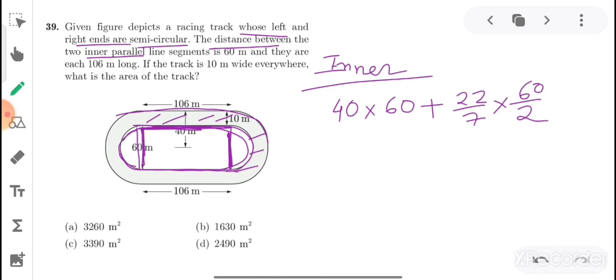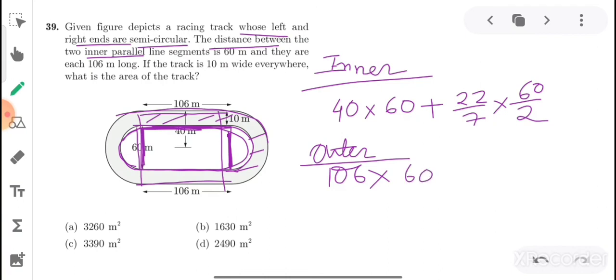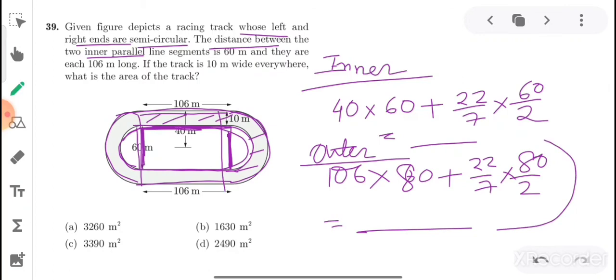And the outer region, it will be the area of the rectangle, 106 into, it will be 60 plus 10 plus 10, as 10 meter wide on both sides, so it will give 80, plus the area of the circle, 2 semicircles give 1 full circle, so 22 by 7 and it will be 80 by 2. Just calculate these values and subtract them, you will get the answer.